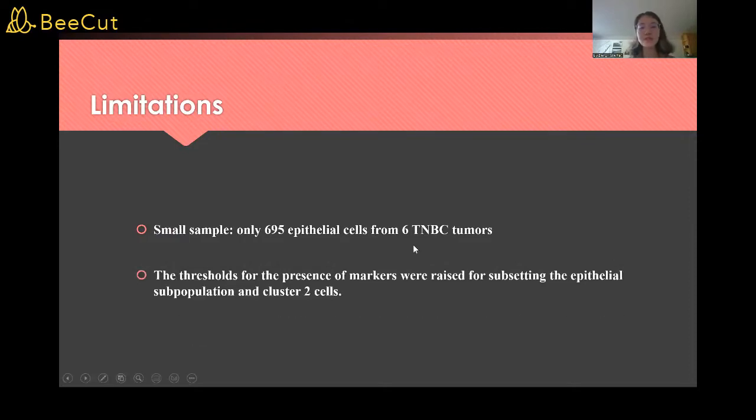Some limitations in the study: the sample size is small. It only contains 695 epithelial cells from 6 TNBC tumors. Also, the threshold for the presence of markers was raised for subsetting the epithelial subpopulation and cluster 2 cells to lower the false positive rate. So some cells may have been subsetted into other clusters or other subpopulations, which may cause inaccuracy.